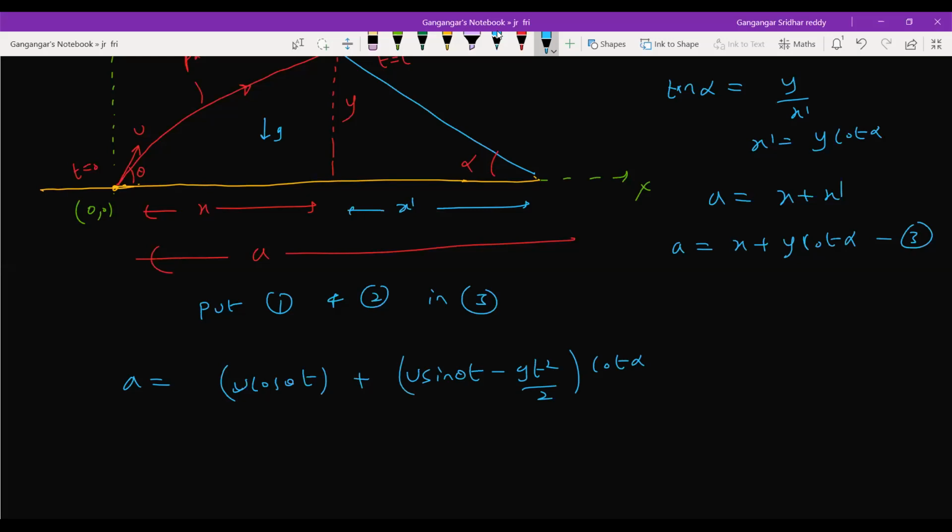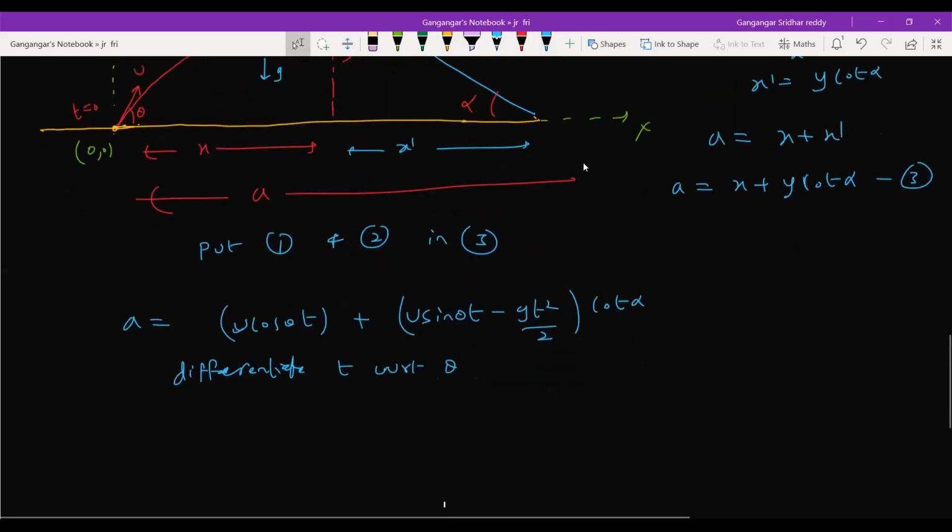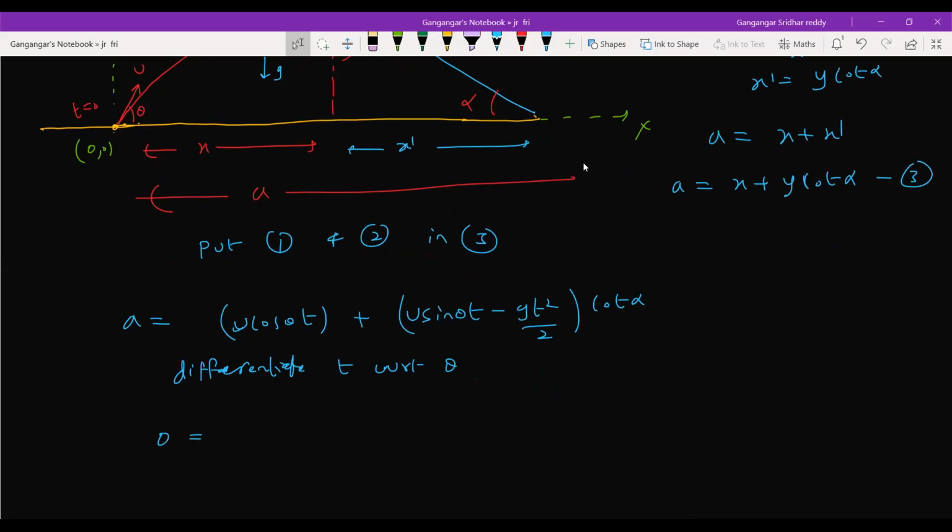What shall we do here? Differentiation. The time should be minimum, no? So I should differentiate this equation with respect to theta, dt by d theta. Theta is here, you can see that. First we can simplify the equation, then differentiate t with respect to theta. The differentiation of a constant should be 0.